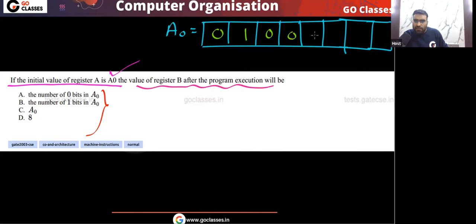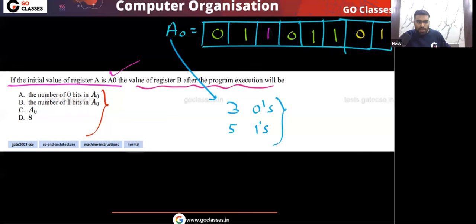So you can take this type of data, for example. Here we have taken 4 ones, right? Okay, let's consider this. Now you can notice what I have done. Intentionally, in this A0 I have taken 3 zeros and 5 ones. I'm making sure that the number of zeros is not equal to the number of ones. So these options I can eliminate.